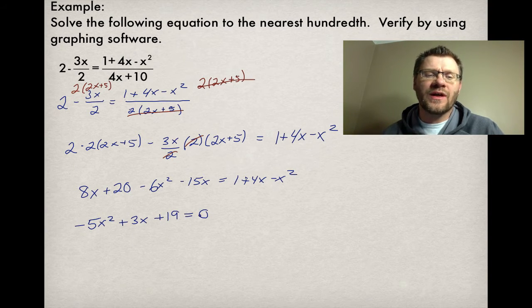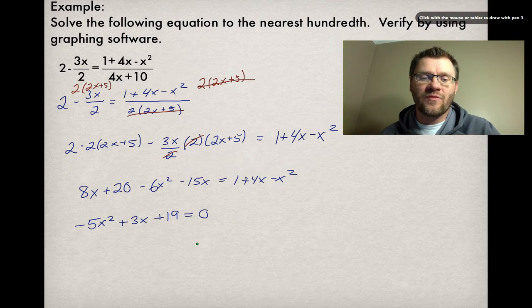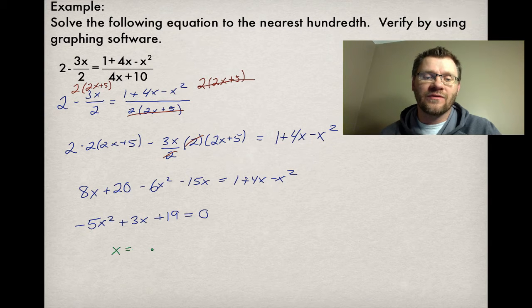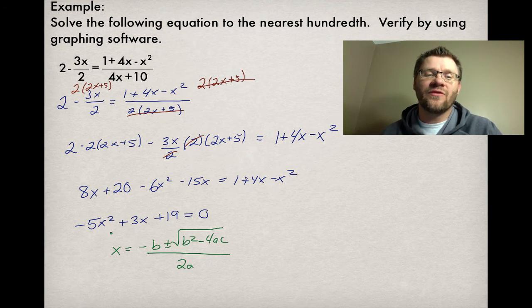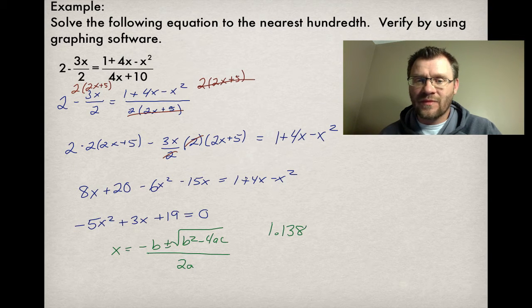So now we get a quadratic. You can't factor this thing at all. I've tried, and you're just going to get crazy decimals. So what you want to use is your quadratic formula. And if you remember your quadratic formula, it is x equals negative b plus or minus the square root of b squared minus 4ac, all divided by 2a. And when you use that, you'll find two values for x. And those two values for x are 1.138 and negative 3.338. And those are your two answers.